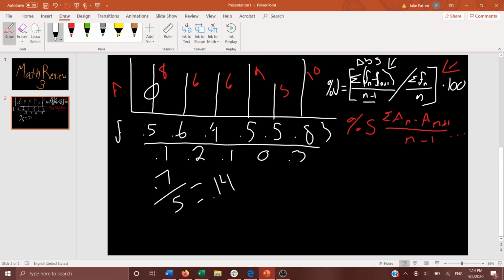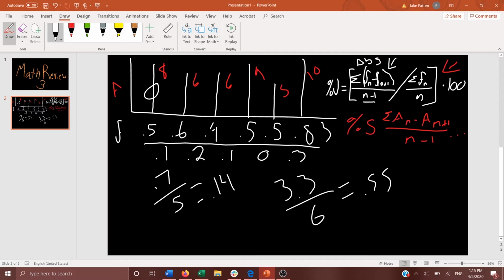All right, now we want to figure out what is the average spacing here. Essentially you just do 0.5 plus 0.6 plus 0.4 plus 0.5 plus 0.5 plus 0.8. And then you divide that by n. You take the average, right? So 0.5 plus 0.6 plus 0.4 plus 0.5 plus 0.5 plus 0.8 equals 3.3, and we had 6 of them. So 3.3 divided by 6 equals 0.55.